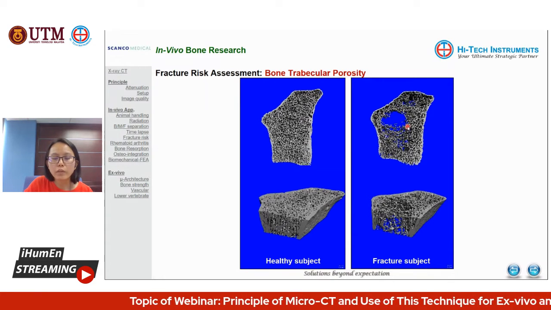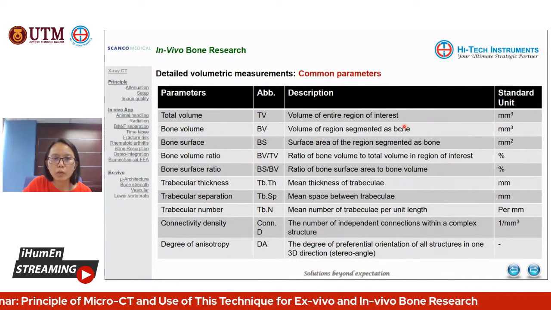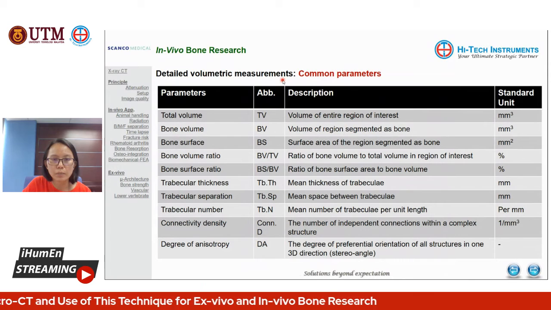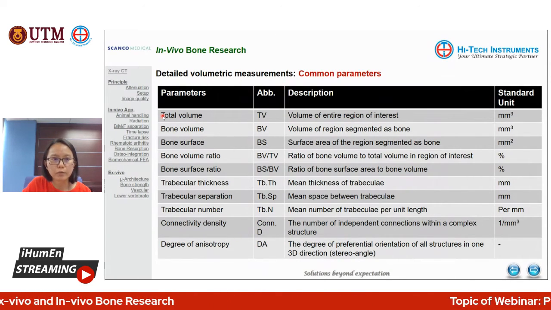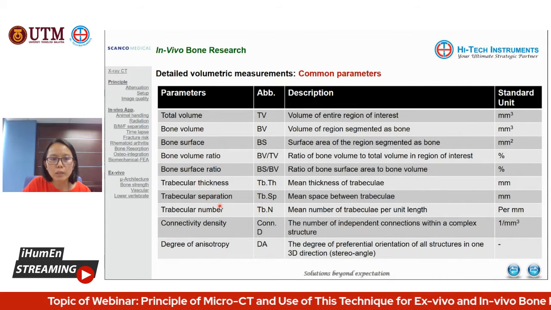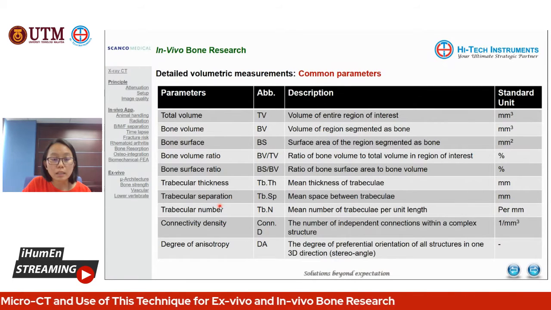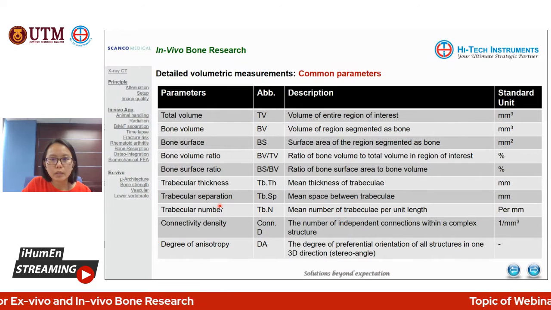And of course, all this will come with detailed volumetric measurements. It's not just the image itself. So these are the common parameters that you can extract from the report, like the total volume, bone surface, and all this. So from here, you will get an idea how much loss of the trabecular there is, or what the thickness is, or even the porosities of the trabecular or the cortical bone itself.